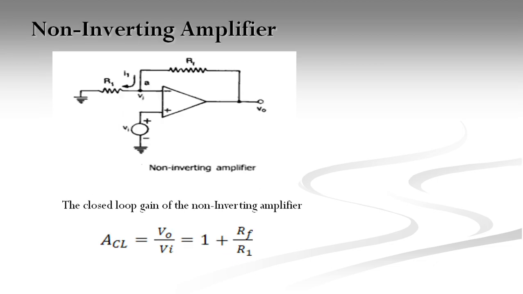The second type of negative feedback circuit is a non-inverting amplifier. If you look at the circuit diagram, the input Vi is applied to the non-inverting terminal, that is the third terminal of the operational amplifier. So the closed loop gain, ACL, is equal to output voltage divided by input voltage, which is equal to 1 plus RF divided by R1, that is the feedback resistance divided by the input resistance. So this gives the closed loop gain of a non-inverting amplifier.